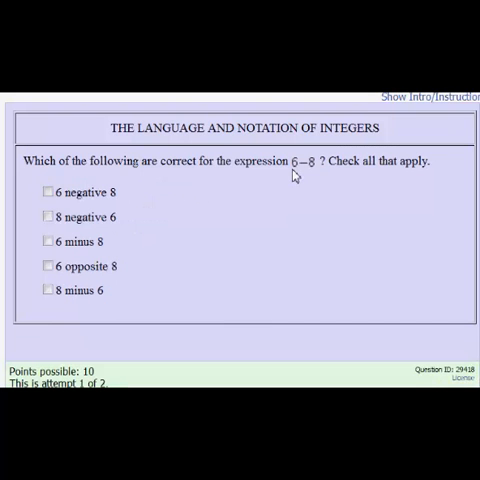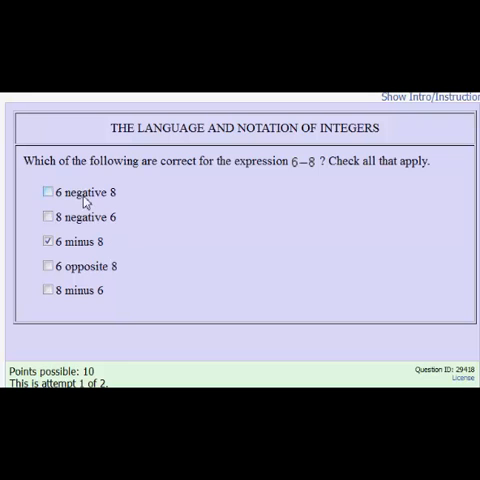This statement starts with the number 6, so throw out any choice that has an 8 at the beginning. So we're down to these 3. This symbol's between two numbers. This is the very context in which you are to use the word minus. So this would be 6 minus 8, which is this choice.